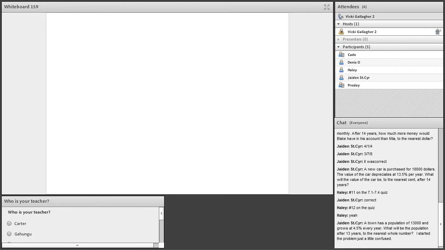All right, so I hope you started with our initial population, which is 13,000. And if it's growing each year, then you're going to do a plus. And since it says every year, you don't have to do the over n thing or anything like that. So you can just plus and then change your percentage into a decimal. So that would be 0.045. And it wants to know the population after 13 years. So 13 would be your exponent.